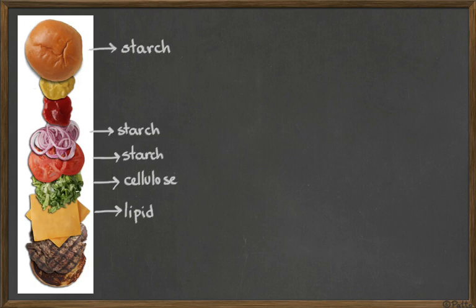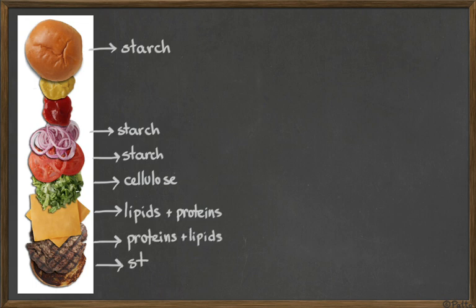You have starch in the onion, you have starch in the tomato, you have cellulose in the lettuce, another polysaccharide. But then we have lipids and proteins mainly. In the cheese, we have lots of proteins, and lipids in the meat. So basically different parts of the food here are made of different stuff. And the main stuff here in the food is going to be starch or cellulose, which are polysaccharides, lipids, which are the fats, and proteins.